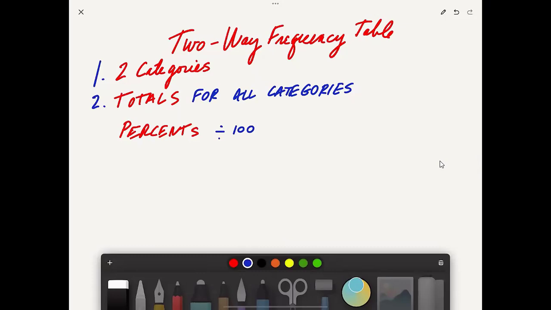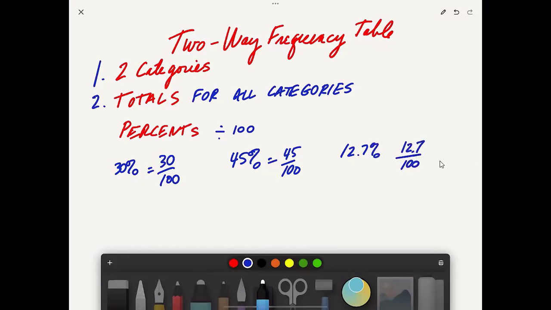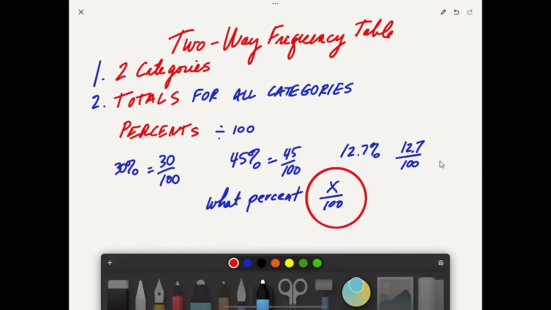Now, percent just literally means divide by 100. So if you have 30%, that's 30 over 100. If you have 45%, that's 45 over 100. If you have 12.7%, that's just 12.7 divided by 100. If you have "what percent," that literally just means x divided by 100. This is important because we're going to use it in every one of these questions.